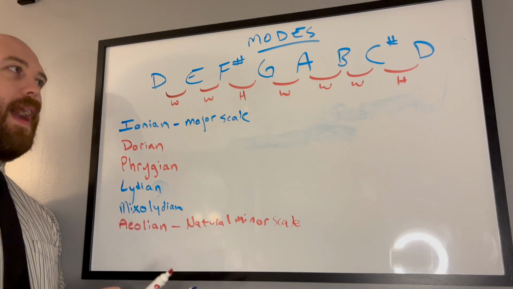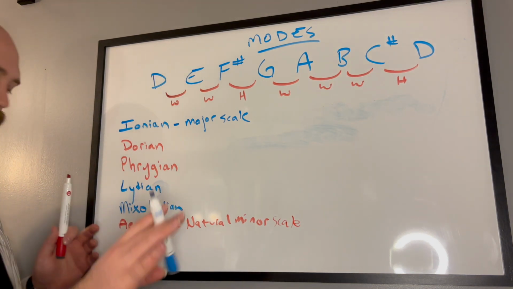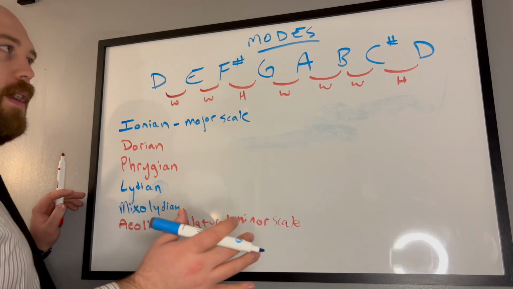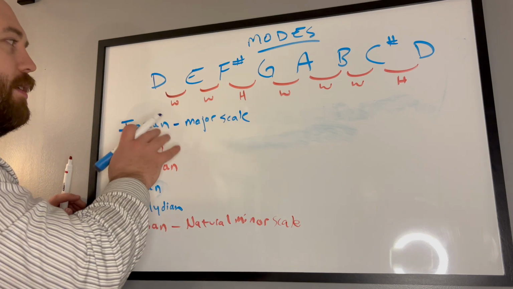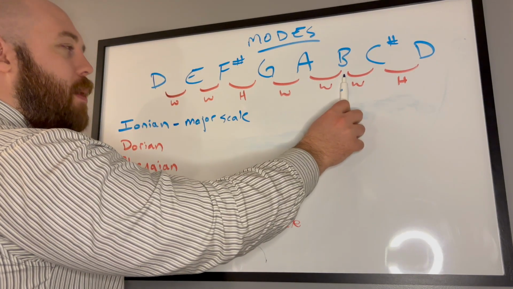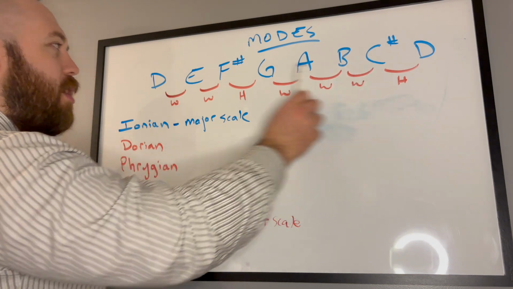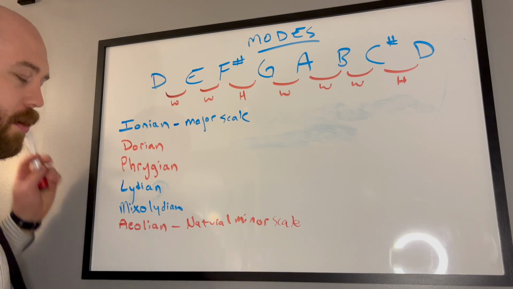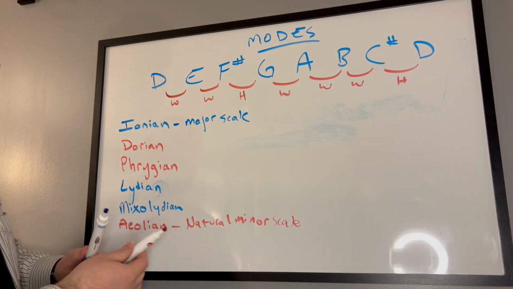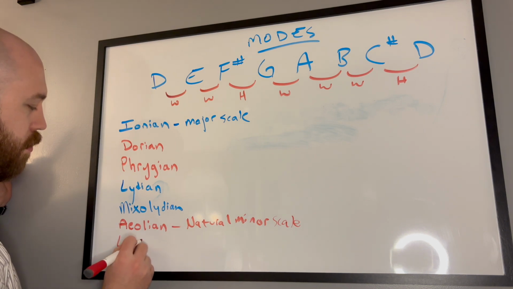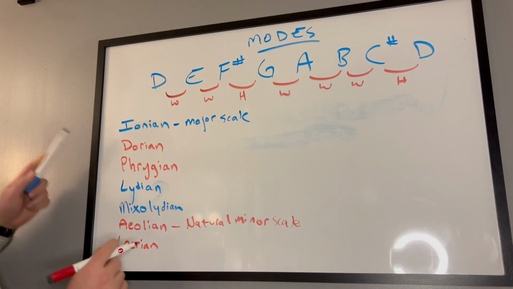And what's last? Well, just to go back, Aeolian, you could think of it, it's two ways, right? You can think of, oh, it's a relative to D, or you can think, I'm just playing a D major scale, but I'm going to start on B, C sharp, D, E, F sharp, G, A, B. It's a B natural minor scale, okay? The last mode, Locrian, okay?